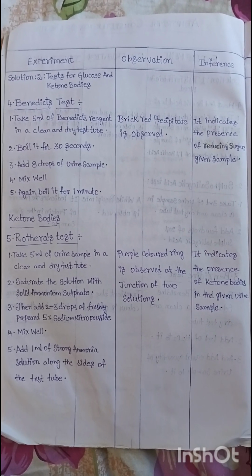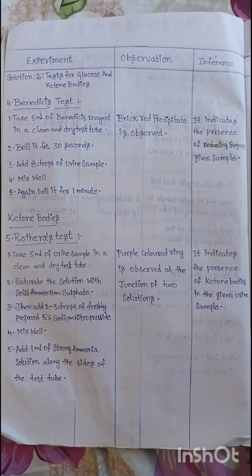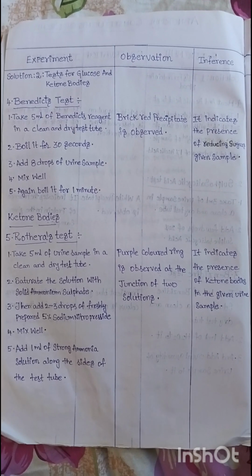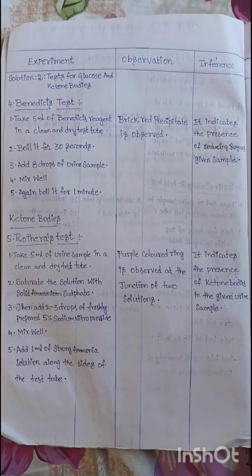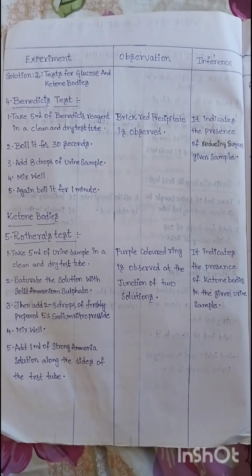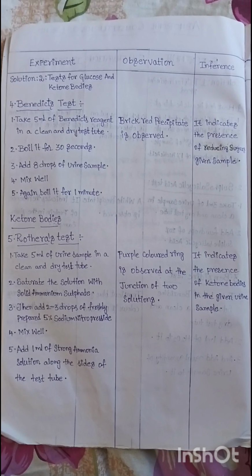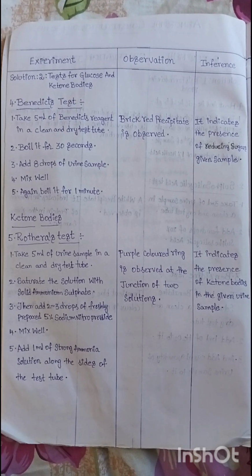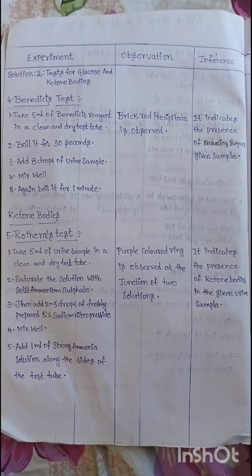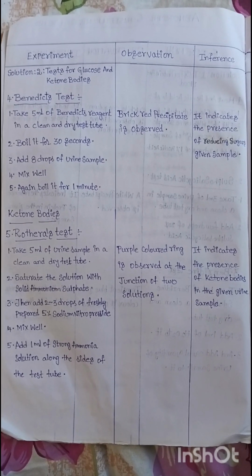Now coming to the tests for ketone bodies. The first test is Rothera's test. For that, take 5 ml of urine sample in a clean and dry test tube. Saturate the sample with solid ammonium sulfate. Then add 2 to 3 drops of freshly prepared 5% sodium nitroprusside to it. Now mix well. Add 1 ml of strong ammonia solution along the sides of the test tube. Then what is the observation? A purple colored ring is observed at the junction of the two solutions. What does it indicate? It indicates the presence of ketone bodies in the given urine sample.